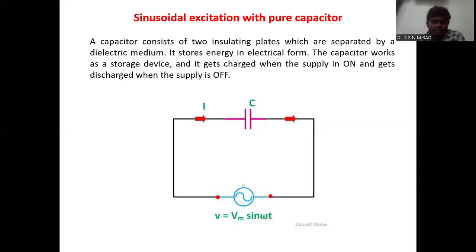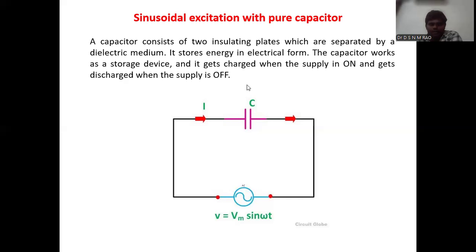The capacitor works as a storage device, like an inductor. An inductor stores the energy in the form of a magnetic field, whereas a capacitor stores the energy in the form of an electrostatic field. It gets charged when supply is on and it gets discharged when supply is off.